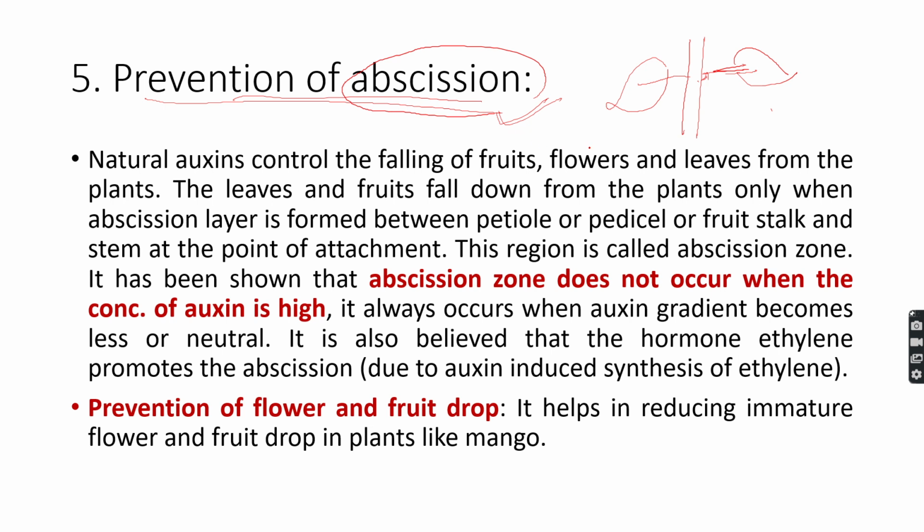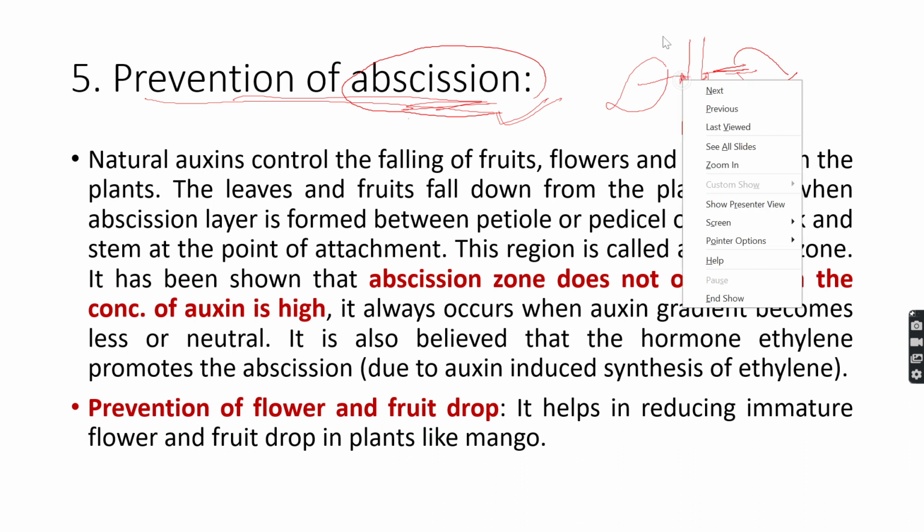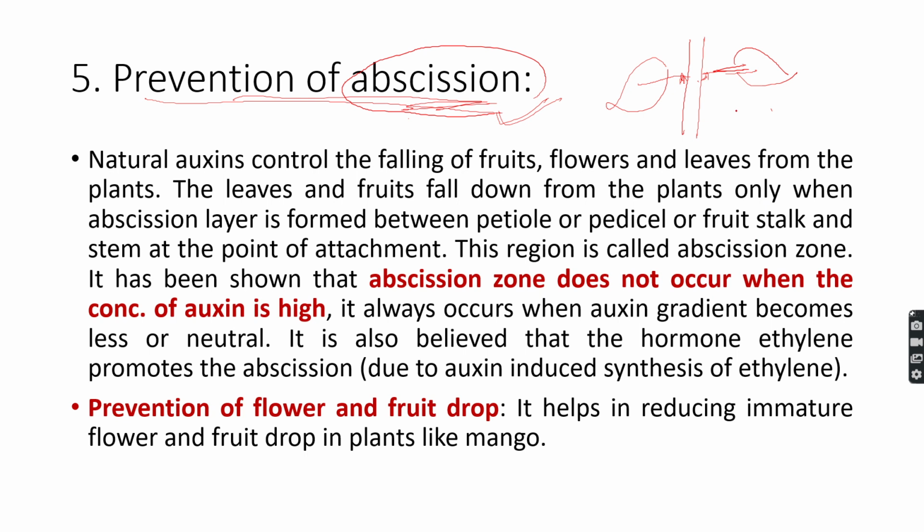So auxin is preventing this kind of drops or abscission, because abscission is a process where plant growth regulators such as ethylene and abscisic acid are accumulated in the abscission zone, and those are responsible for the dropping of leaf, fruit, flower, etc. So natural auxin basically controls the falling of fruits, flowers and leaves from the plant.